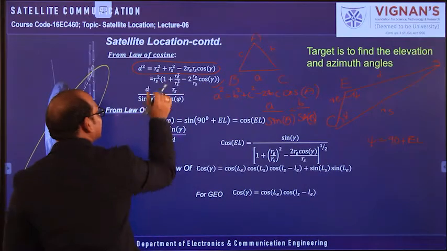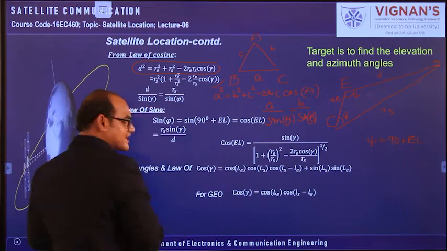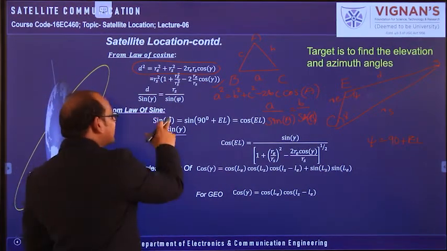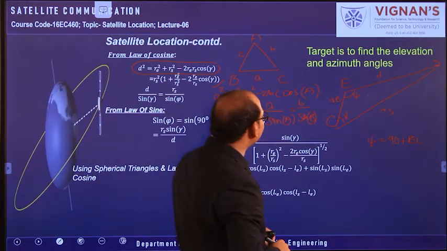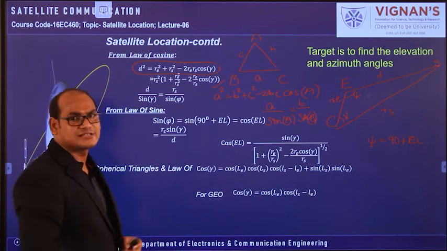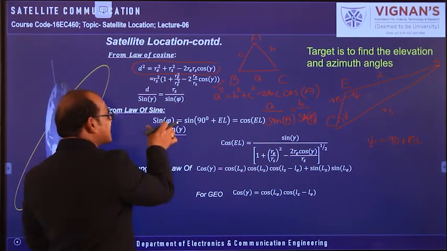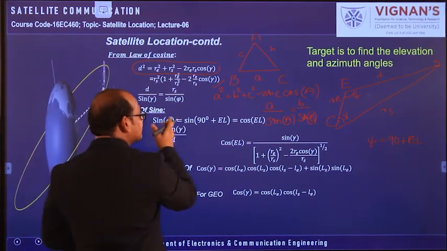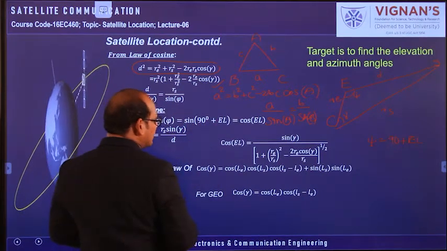And from this equation, here we have sine psi. So what is sine psi? Previously I have written that psi is equal to 90 degrees plus elevation angle. In the last slide also we have seen that. So sine psi is equal to sine of 90 degrees plus elevation angle.